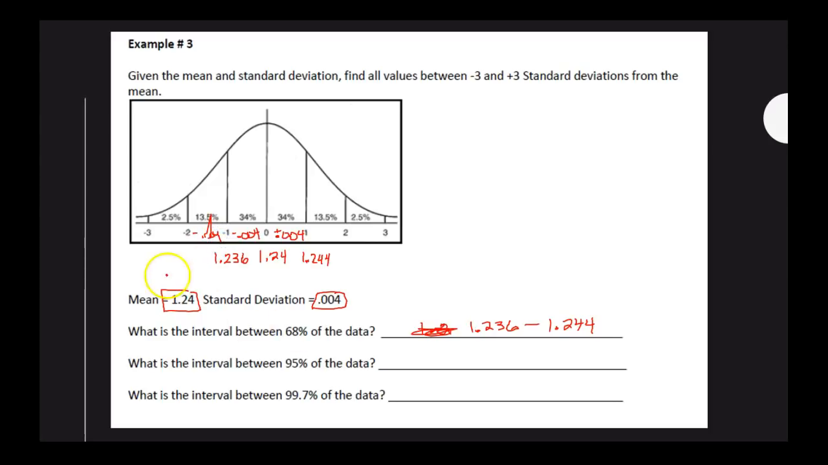And then we'll do the same with 0.004. So 1.236 minus another 0.004 is going to give us 1.232, all the way to, we add another 0.004 to this, so we'll get 1.248.